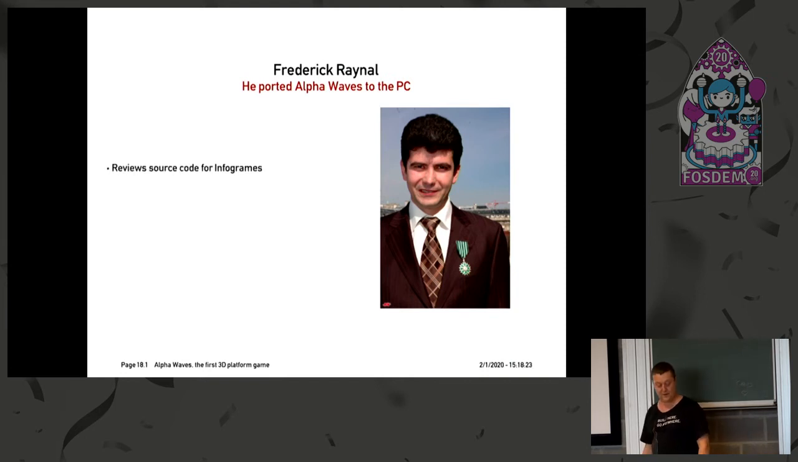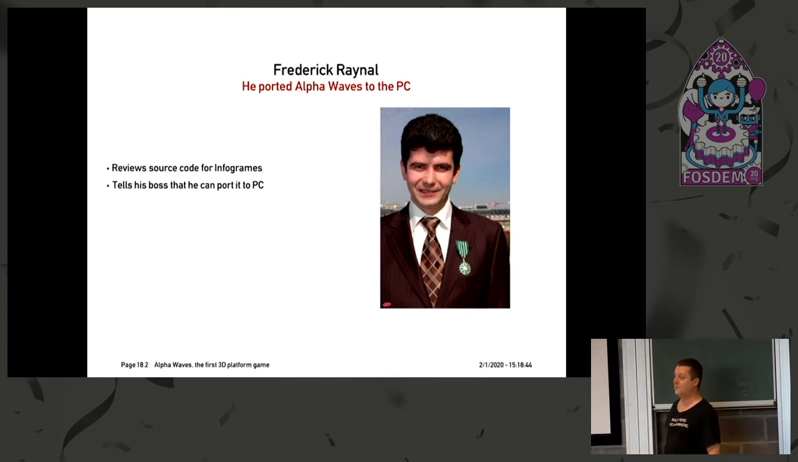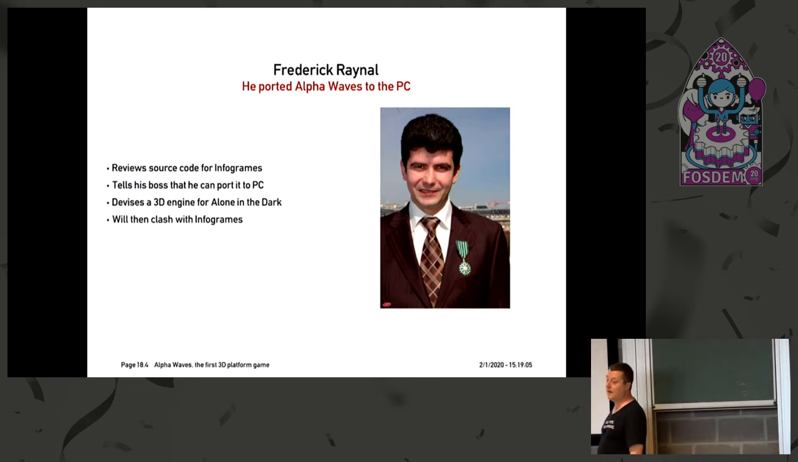And so he ported Alpha Waves to the PC. As with all external developers, Infogrames decided to review my code before putting this thing into production. So he started reviewing the source code, and he went to his boss and said, you know what? I can port this to the PC. There is one comment per line of code. This was not completely true, you can check that in the source code today. But what this meant is that this was the first game that Infogrames ported from assembly language to C on the PC. Doing that, he devised a 3D engine that he would later reuse for Alone in the Dark. And he would then clash with Infogrames because the game sold by the millions and he would not get a pay raise. So he said, I'm sorry, out of there.